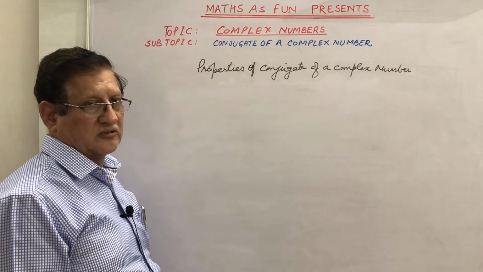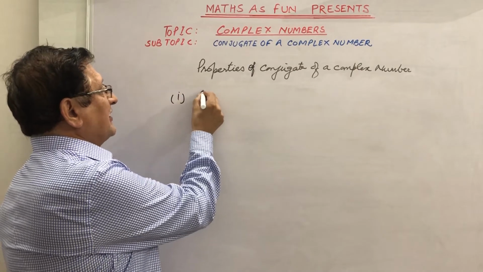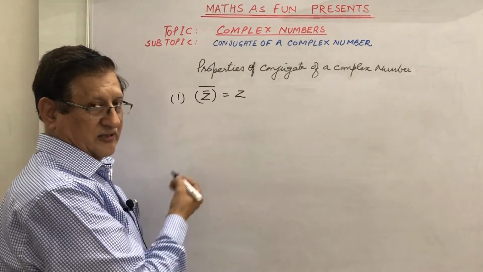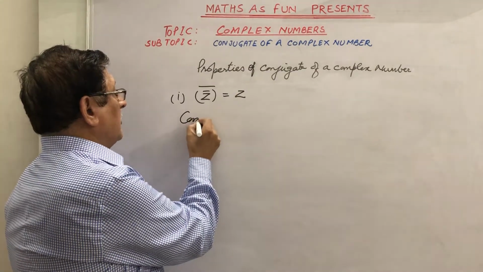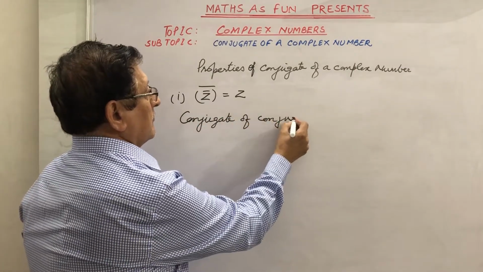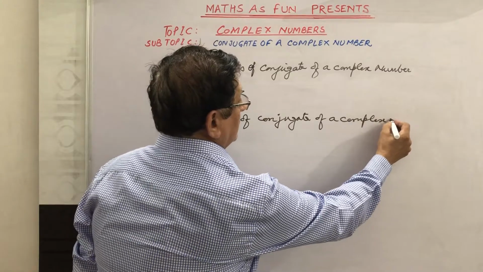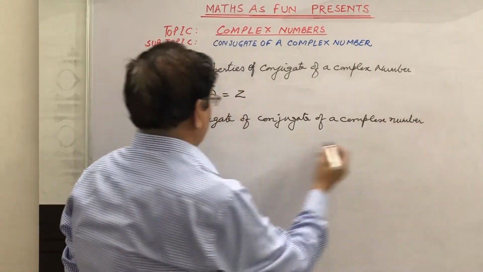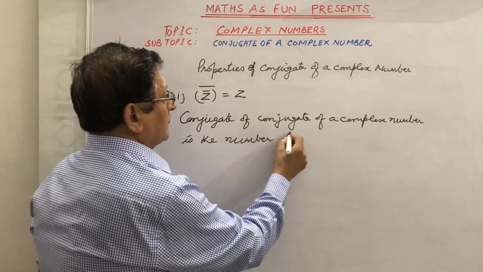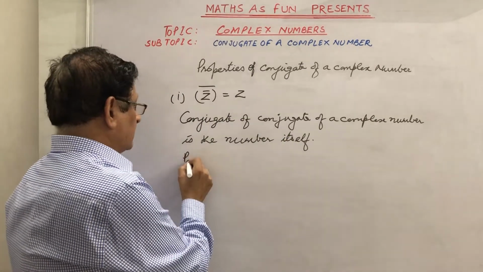Let's learn about the properties of the conjugate of a complex number, and the first property is that the conjugate of z bar is equal to z. What does it mean? It means the conjugate of the conjugate of a complex number is the number itself. Let's see the proof of it.